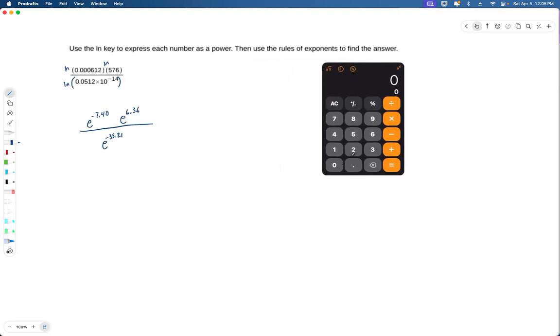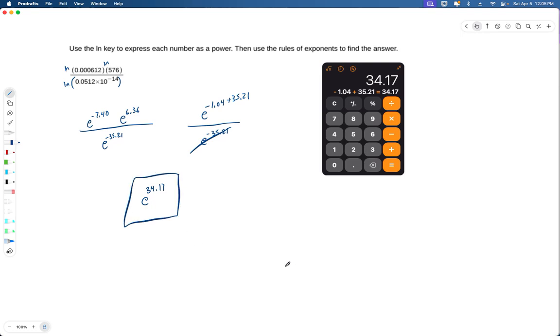So we've got 6.36 is positive and 7.4 is negative. So that's going to be e to the negative 1.04 over e to the negative 35.21. We know when we bring this to the top, this could be a positive 35.21. So we can add 35.21 and we end up with e to the 34.17. That's the answer we're looking for to this problem. Okay, so you just express it as an exponent and then combine your exponents just like you normally would.